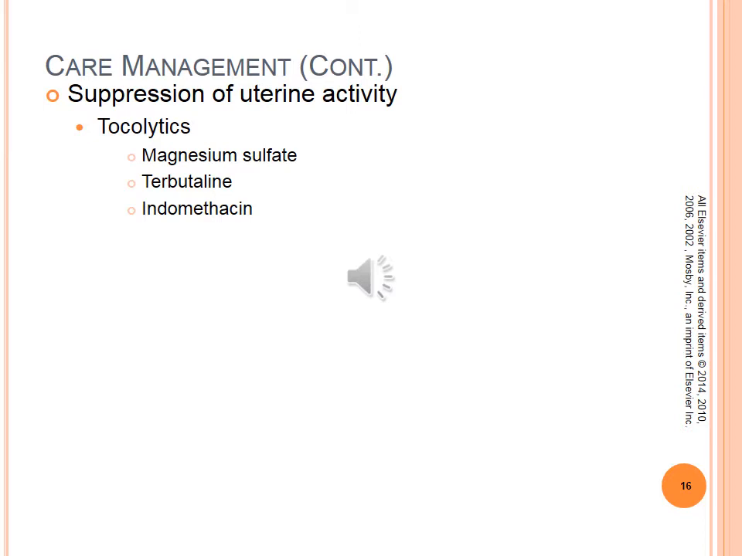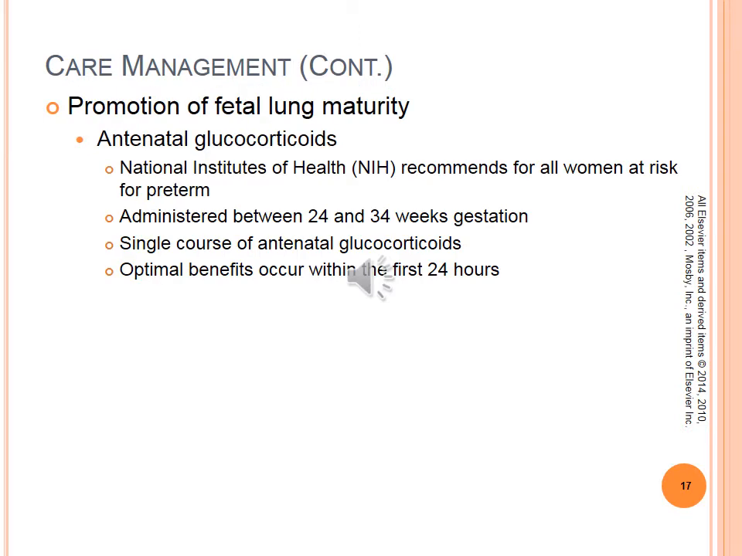We want to promote fetal lung maturity. Antenatal glucocorticoids will help do this. The National Institutes of Health recommends that all women at risk for preterm birth receive antenatal glucocorticoids administered between 24 and 34 weeks of gestation. A single course of antenatal glucocorticoids is given. Optimal benefits occur within the first 24 hours. It's given IM. It stimulates fetal surfactant production and is considered one of the most effective and cost-efficient interventions for preventing morbidity and mortality associated with preterm labor.